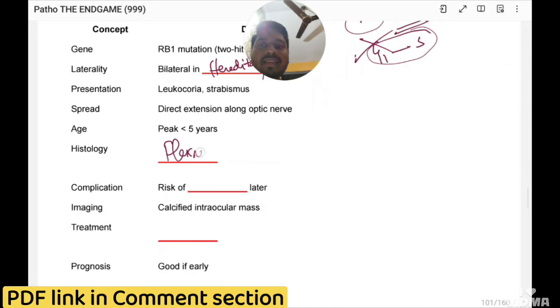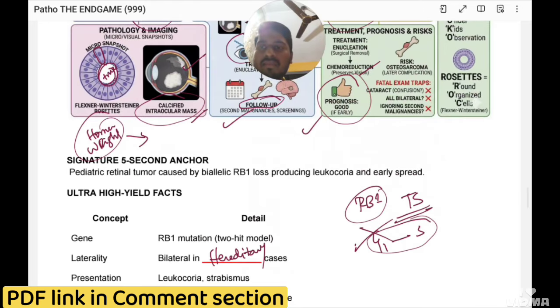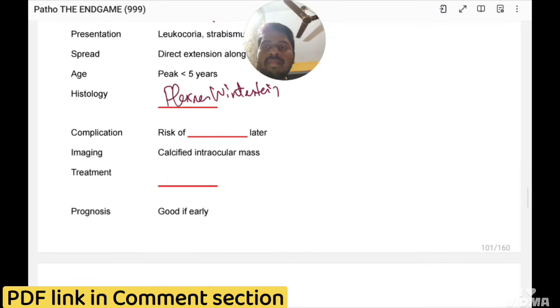Histology, we see Flexner-Wintersteiner rosettes. Complication, risk of osteosarcoma later on, and other secondary malignancies also. Treatment is chemo, that is the VEC regimen, plus or minus enucleation.